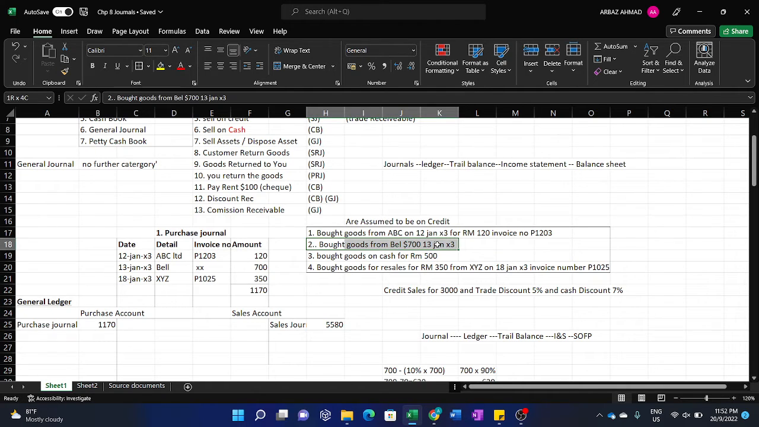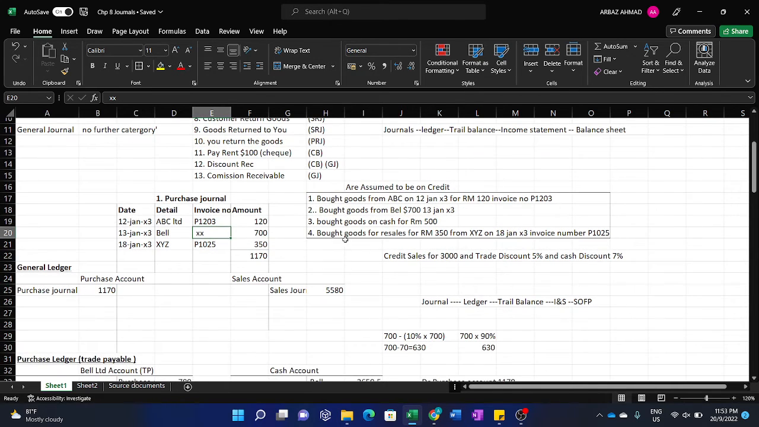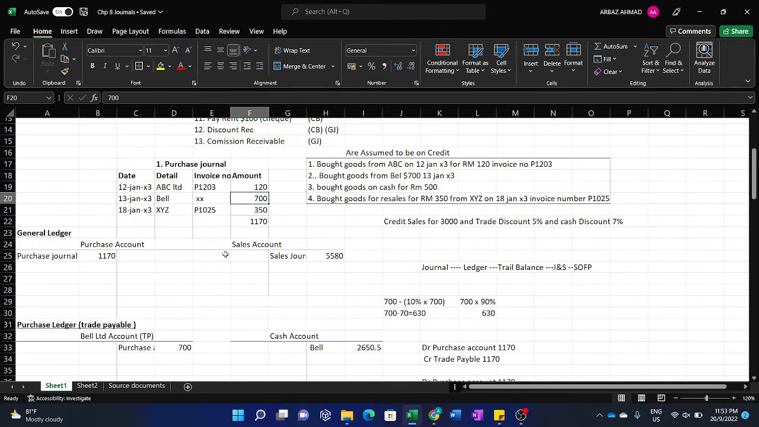So if you buy the goods, you write the date, which is 13 January here, and then Bell, and then 700 the amount. If the invoice number is not given, just ignore it. And if you bought the goods for resale, it does not matter how much, again you are going to classify them like this. If it's on cash, it goes in the cash book directly, no need to write it here.